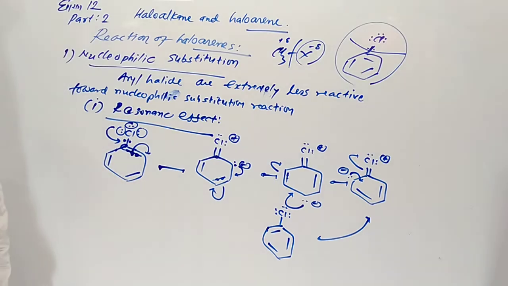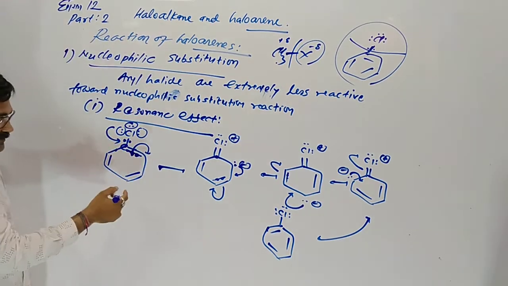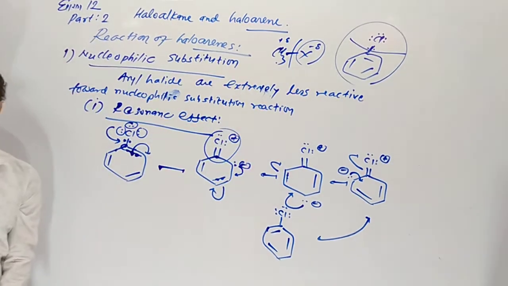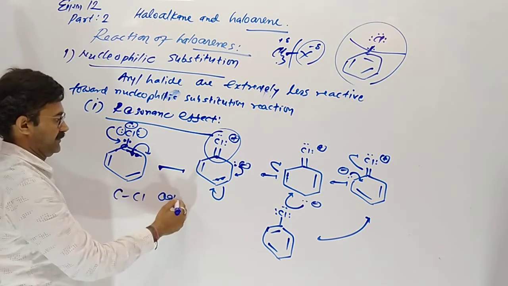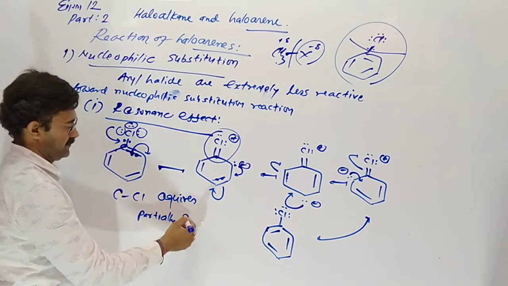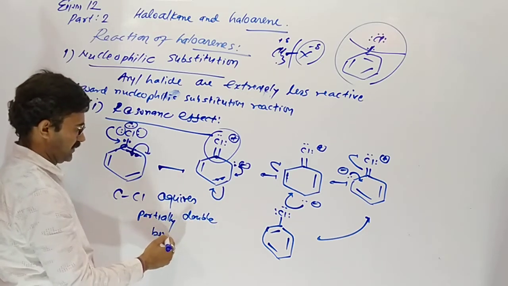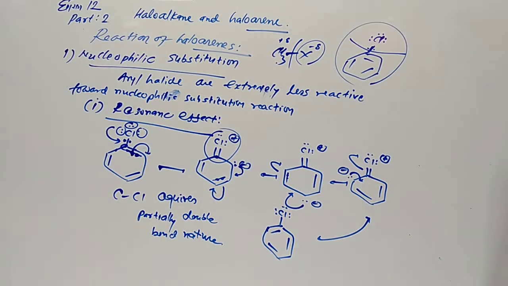So in haloalkane there is the nature of a single bond, but due to resonance there is a nature of double bond between carbon and chlorine. Partial double bond character due to resonance: the carbon-chlorine bond acquires partially double bond nature. So it is very difficult to remove halogen from there.